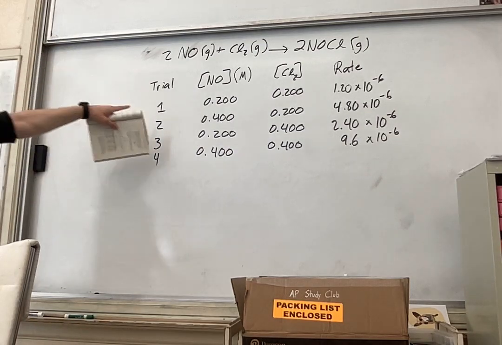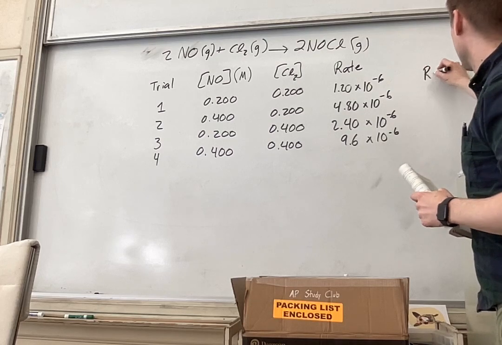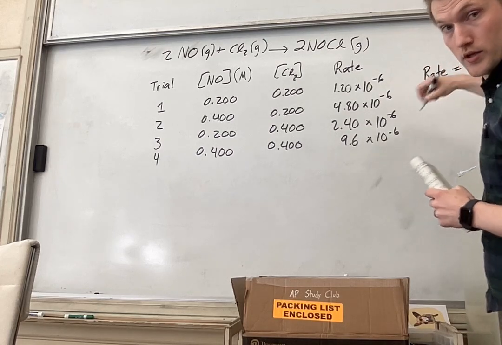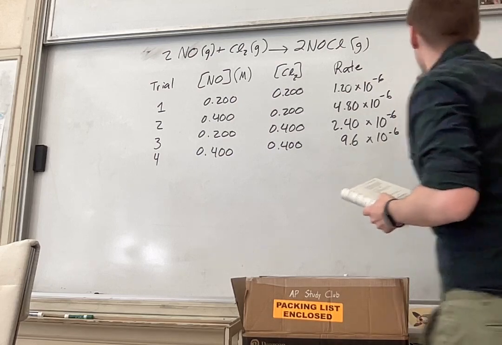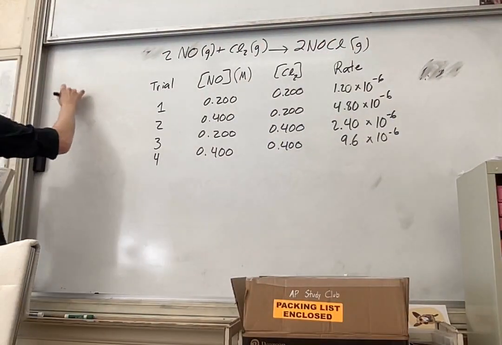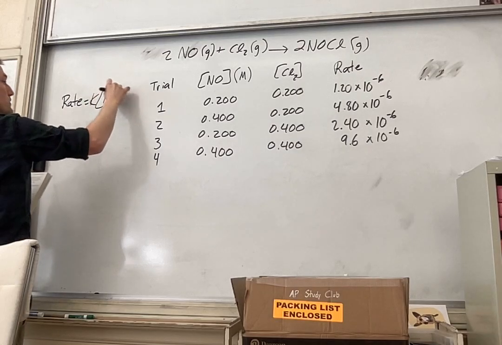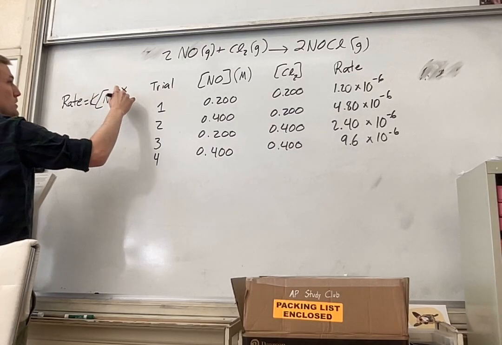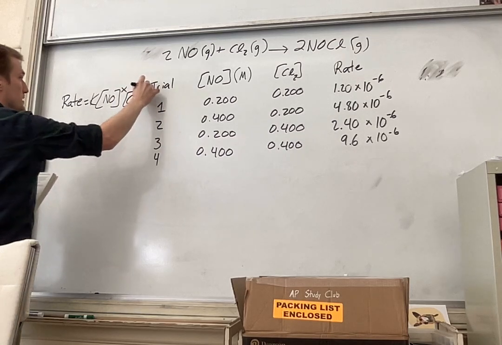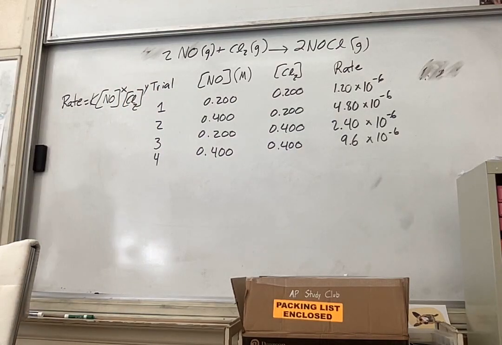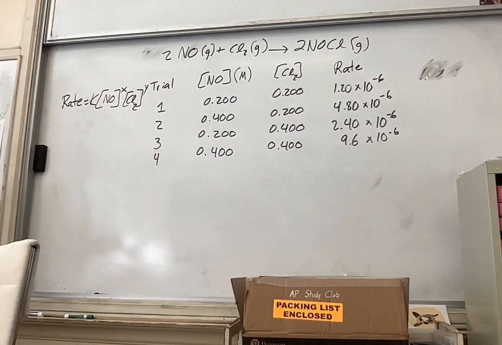We know the rate law has to look something like this. Am I in frame if I write over here? Yes. Okay. Rate has to equal, now I'm going to run out of room, I'll write it on the left. Rate is going to equal some K times some power of the concentration of NO, and then some power of Cl2, let's call it Y. Okay? So your job would be to figure out what X and Y are.